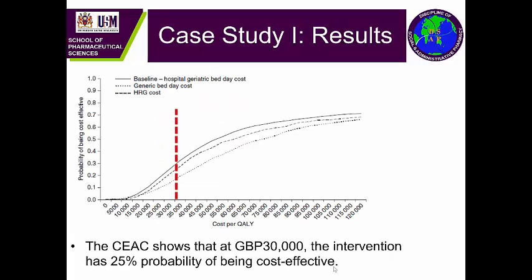So when they plot this on a graph, in a sensitivity analysis, trying to see, based on the available evidence of the uncertainty surrounding the parameters, they found that the intervention, the home-based medication review, only has a 25% probability of being cost-effective. So if you are the decision maker, and a decision only has a 25% chance of being a good investment, would you make that investment?